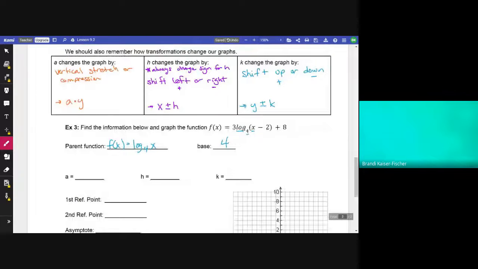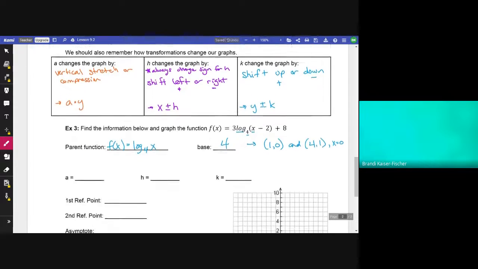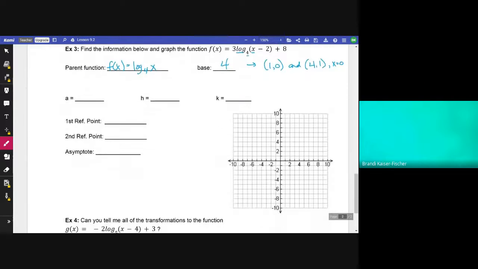Let's talk about if we had the basic function, what would its reference points be? So the reference points here, we will always have 1, 0. That is always a reference point for a basic function. And the second reference point would be b, 1. In this case, since the base is 4, it would be 4, 1. That asymptote would be x equals 0. That would be something to also notice. We're going to talk about those here in a second.